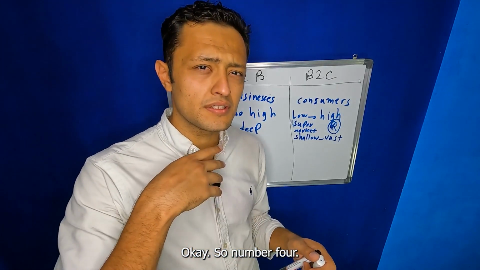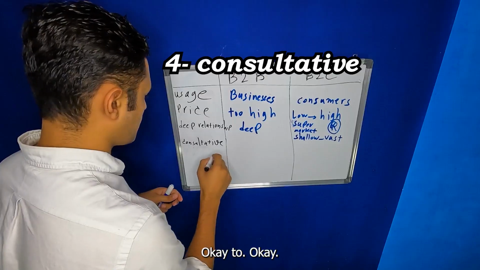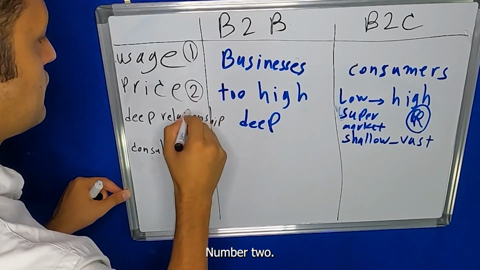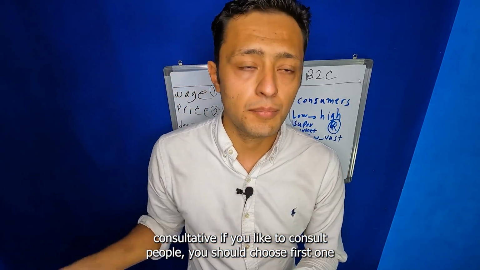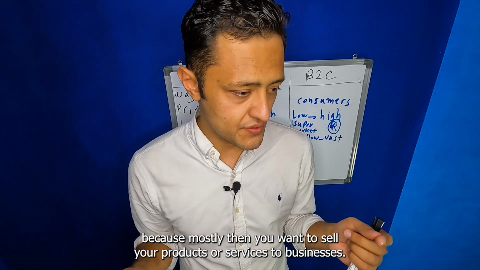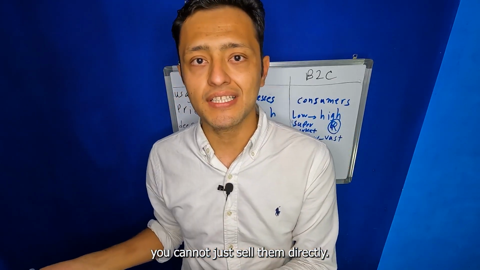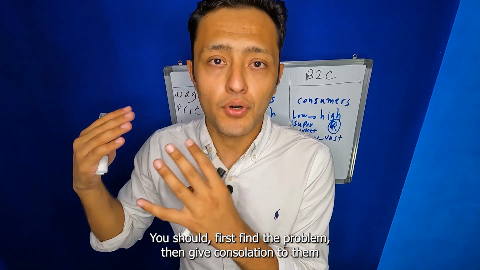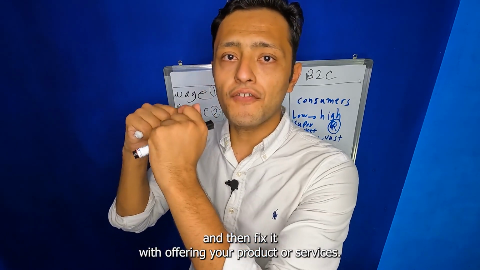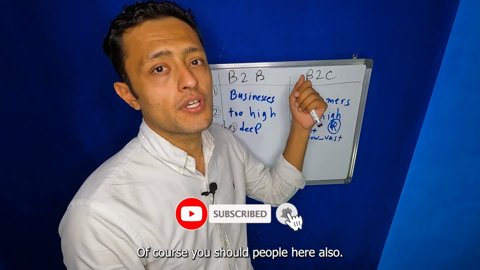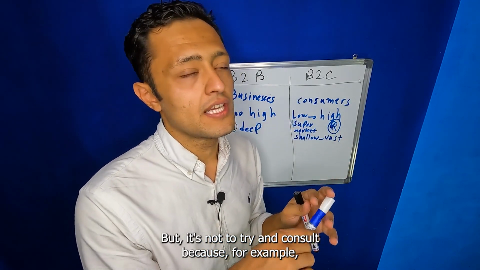Okay, so number 4, consultative. Let me add this: number 1, number 2, number 3, and number 4. Consultative. If you like to consult people, you should choose the first one, because mostly when you want to sell your products or services to businesses, you cannot just sell them directly. You should first find their problem, then give consultation to them, and then fix it by offering your product or services.